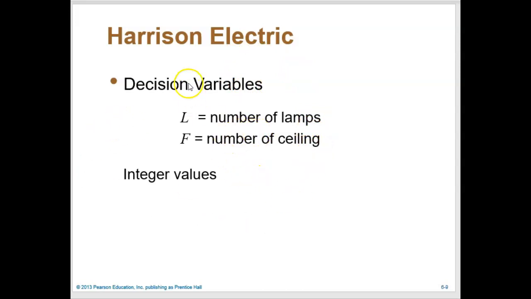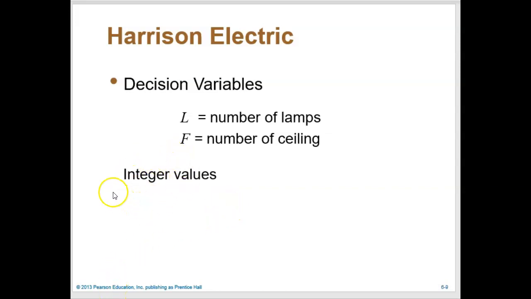An example like this. So we define our decision variables. We define them as L for lamps and F for fans. And the exact definition is that L refers to the number of lamps that this company can produce, and F refers to the number of ceiling fans that the company should produce given the amount of resources available.